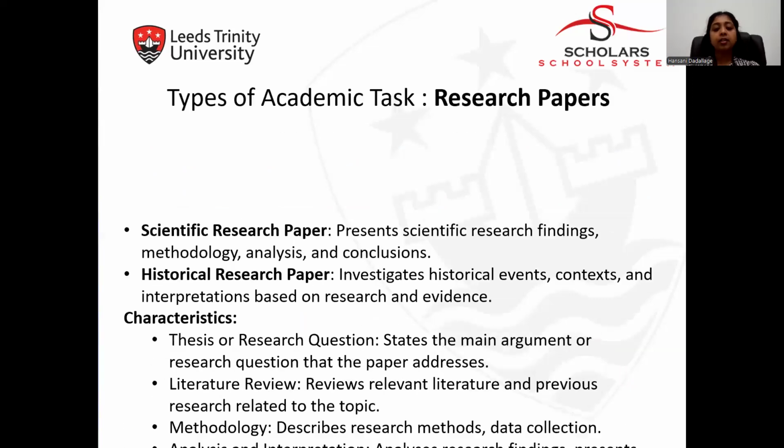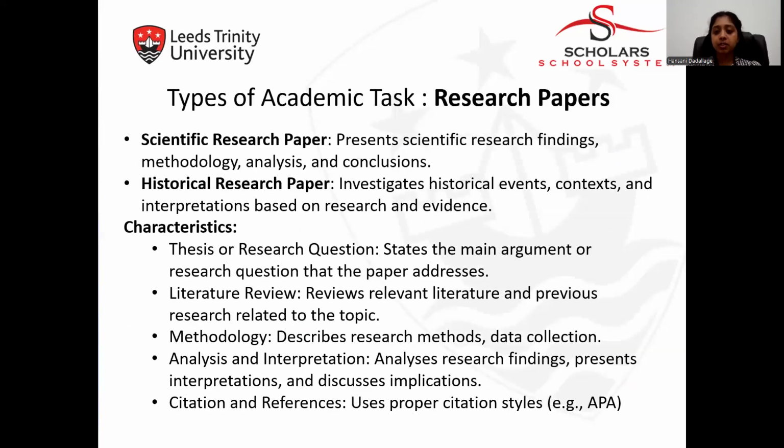Then we have another type of academic task, which is research papers. When it comes to research papers, it can be of two types as per this, which are scientific research papers and historical research papers. The scientific research paper presents scientific research findings, methodology for the research, analysis, and conclusion. However, historical research papers investigate historical events, contexts, and interpretations based on research and evidence. So these are the characteristics of research papers.